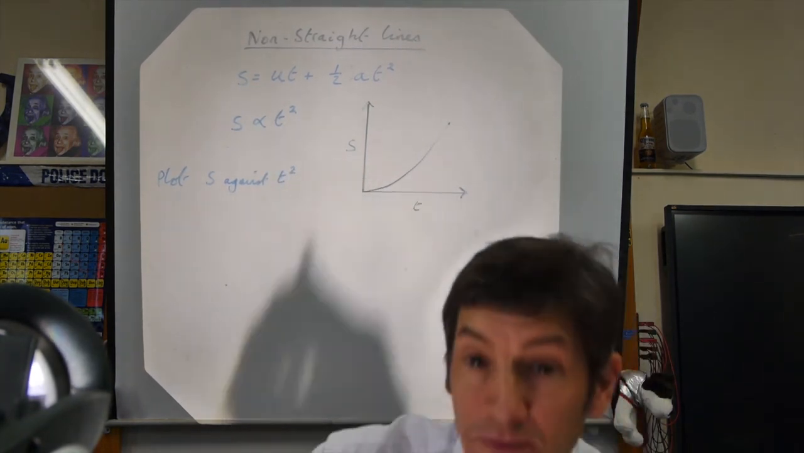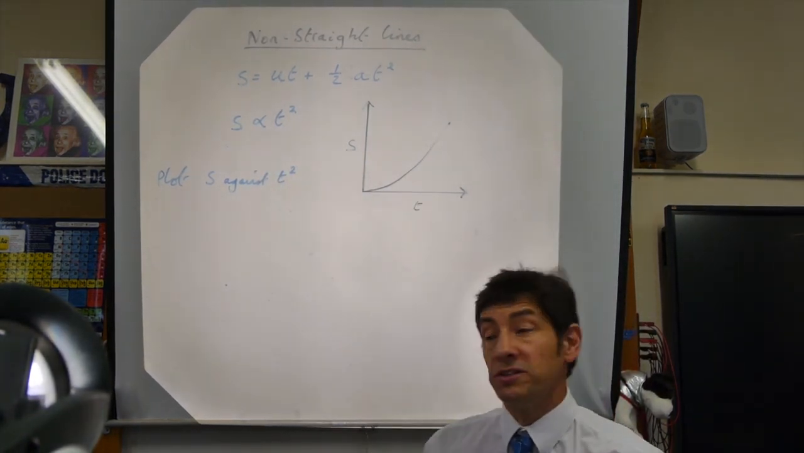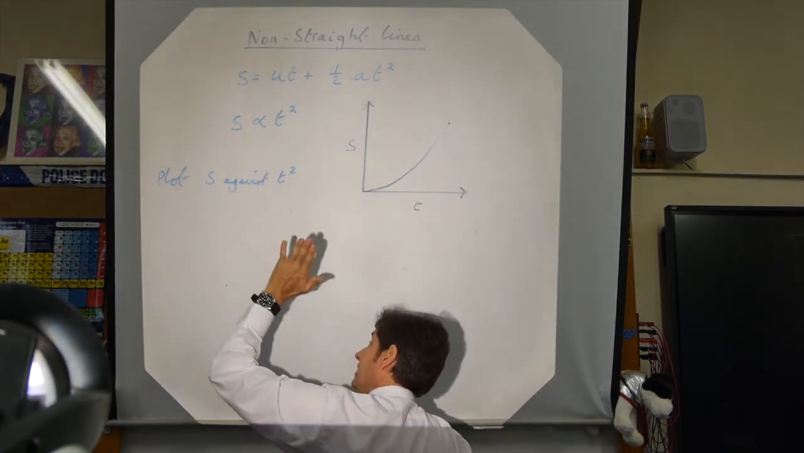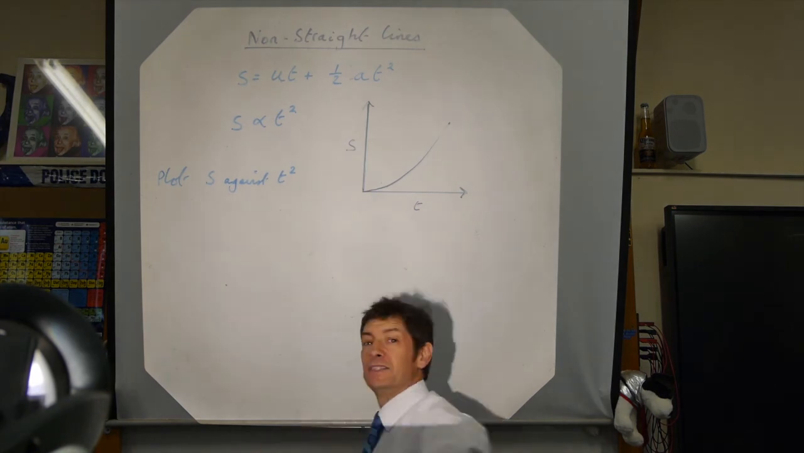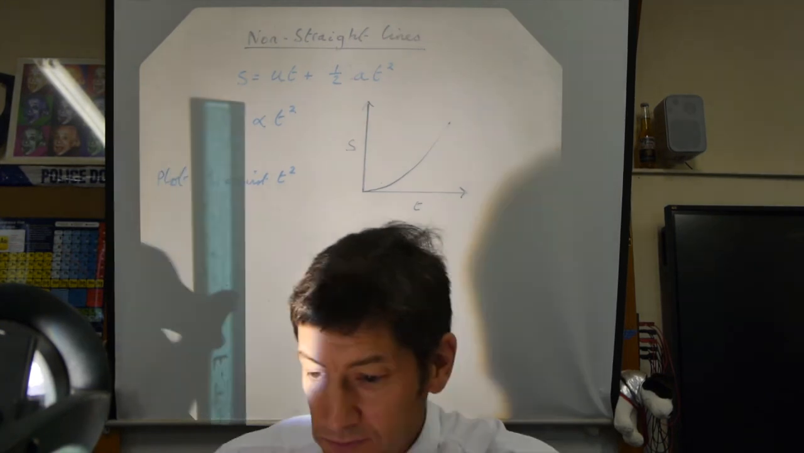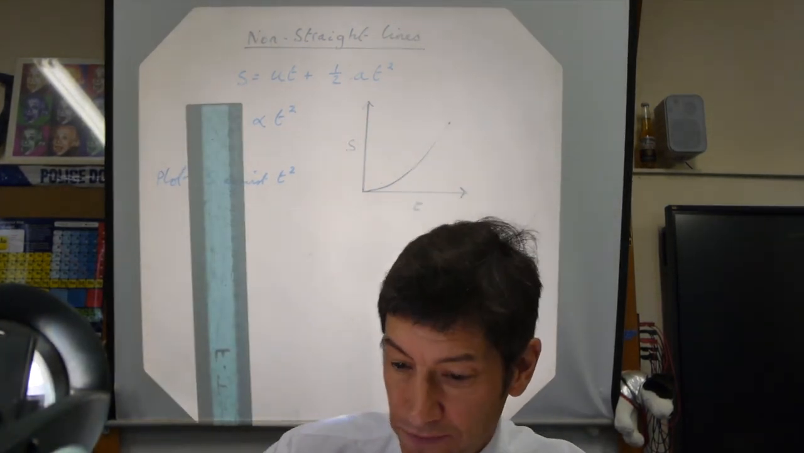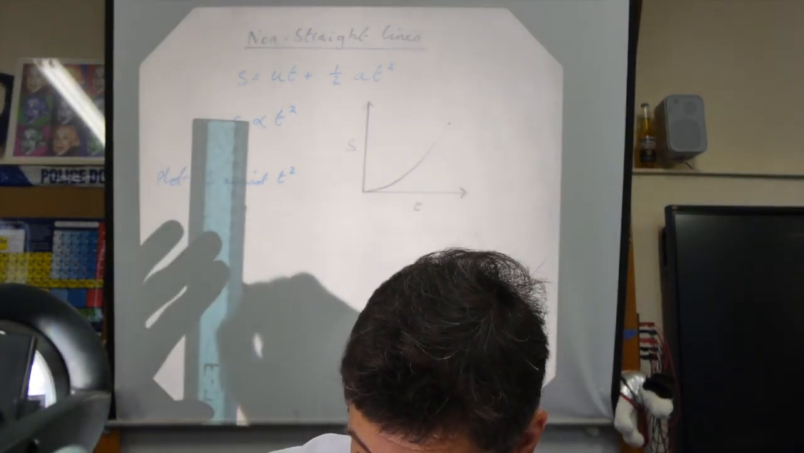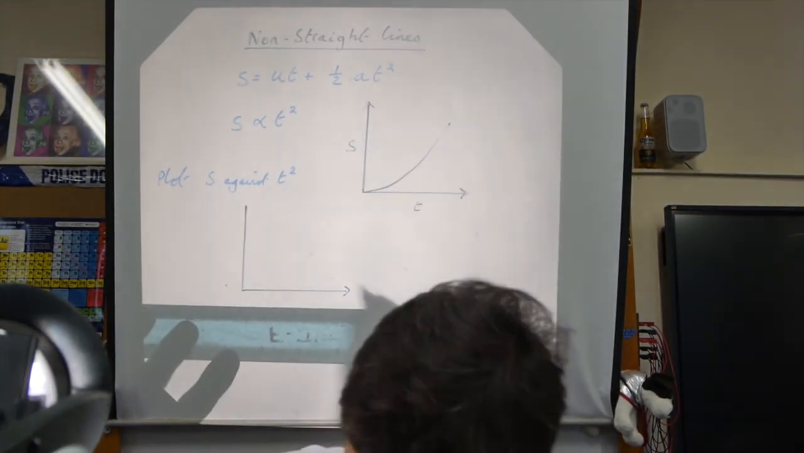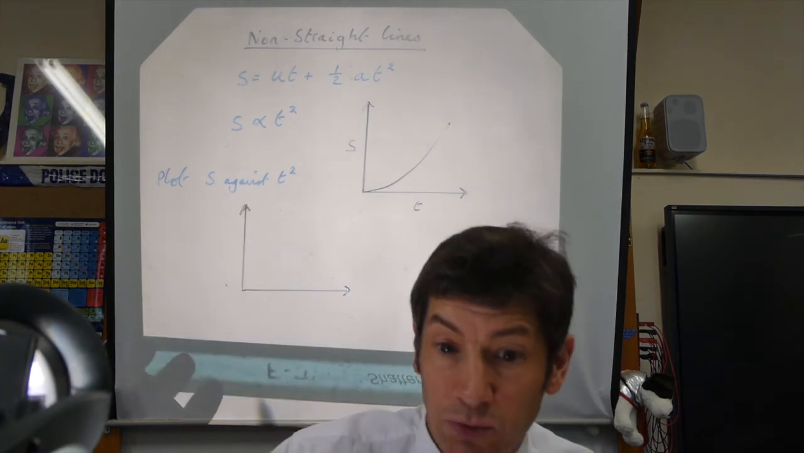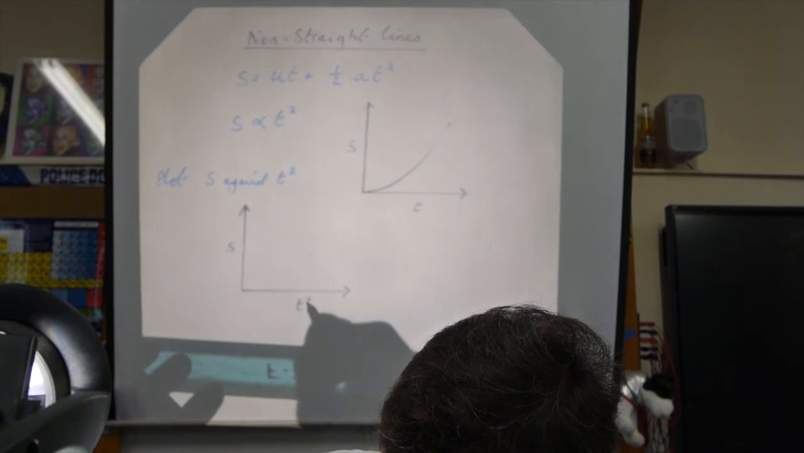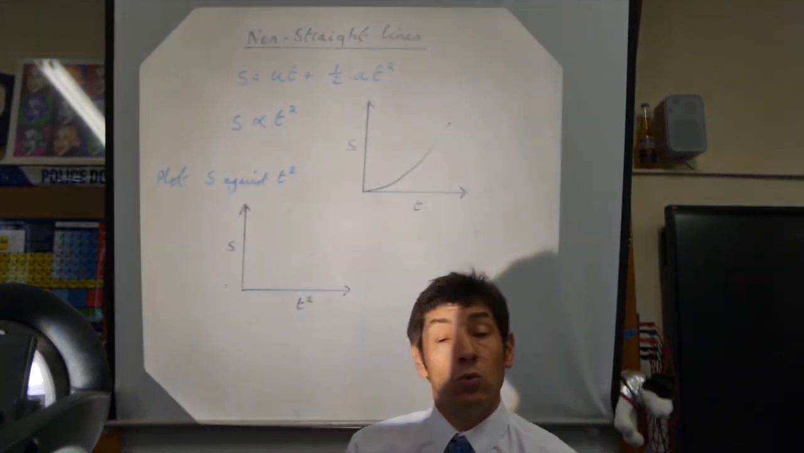t squared. So I won't go into numbers and all the detail of this, but what you must do, of course, is on your table of data add another column that has t squared in it. So that will give you a linear graph. So if you plot your graph, here we go. There it is, and we'll make that S, and we'll make that t squared. Okay, we'll get a straight line.